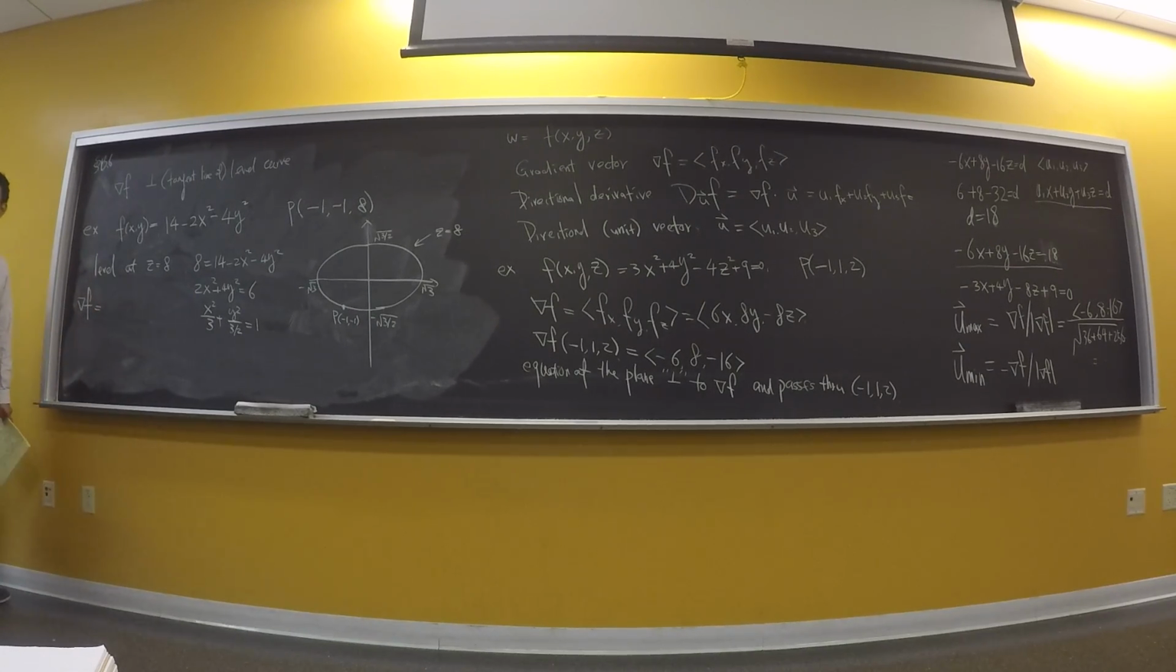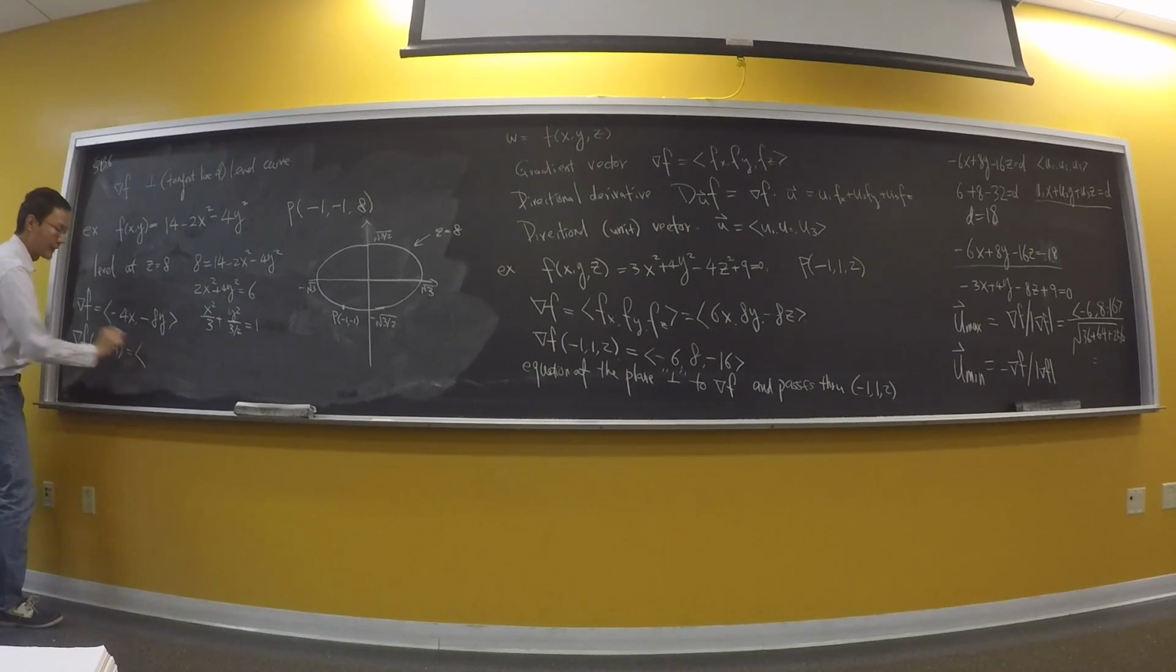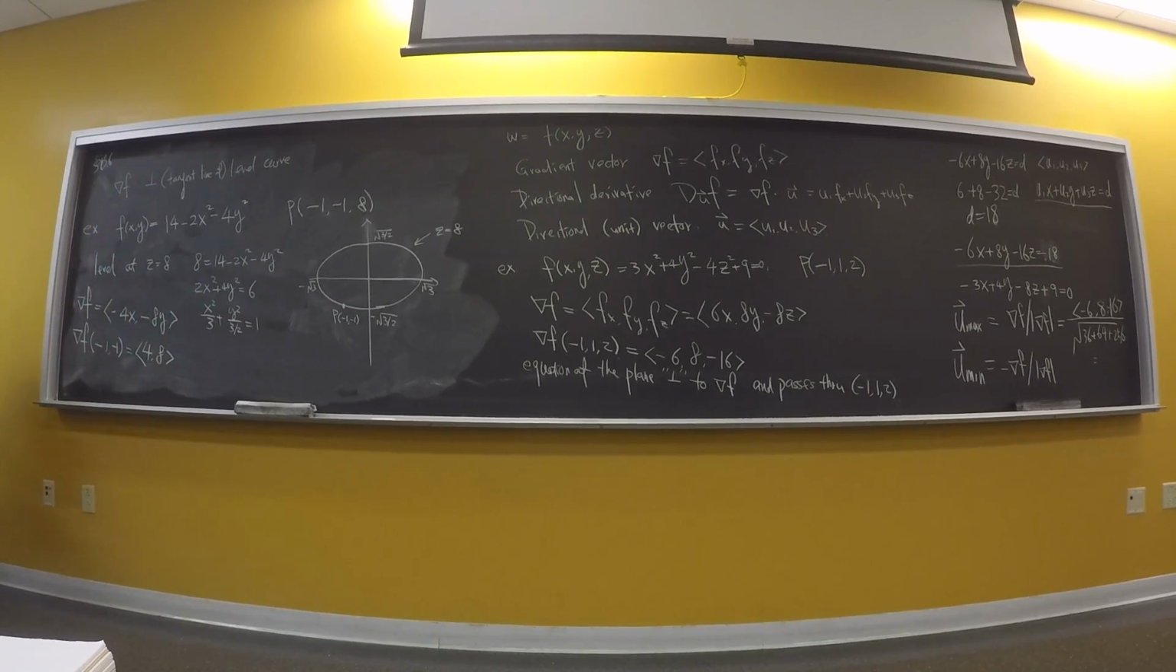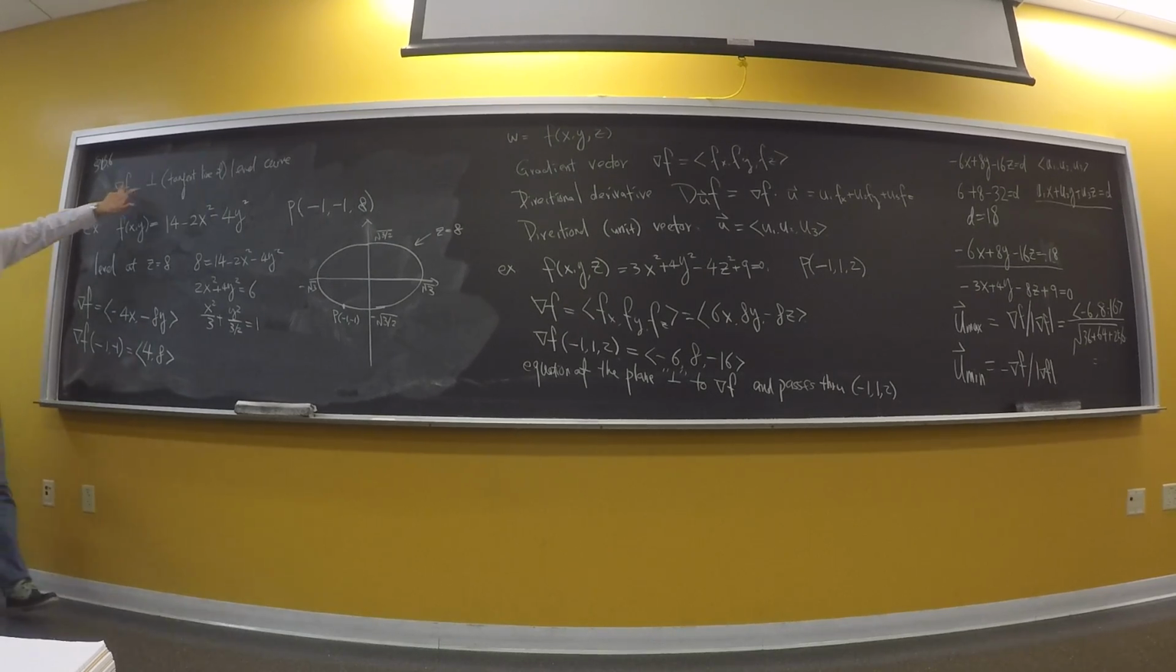So George, work with me again. If I'm going to compute the gradient vector here, what am I getting? This is the function, so it's minus 4x minus 8y. If I want to evaluate at the point minus 1, this is equal to 4 and 8. Very good. So this is the gradient vector. In order to verify these two vectors are orthogonal, I'm getting already one of them.